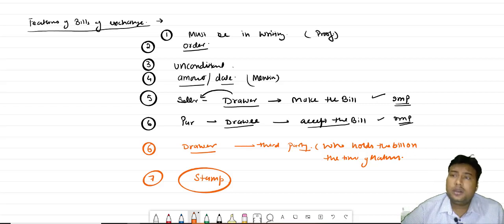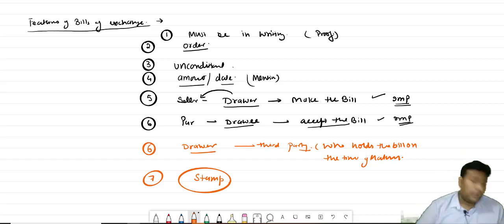Now, the drawer can accept the payment if the drawer holds the bill, and if the drawer transfers the bill to any other party, then the other party who holds the bill will receive the payment amount. And the most important thing is that the bill of exchange should have a proper stamp, otherwise it will not be valid.